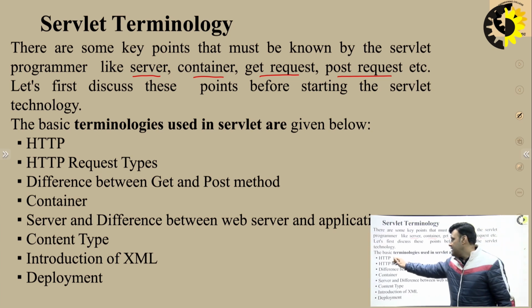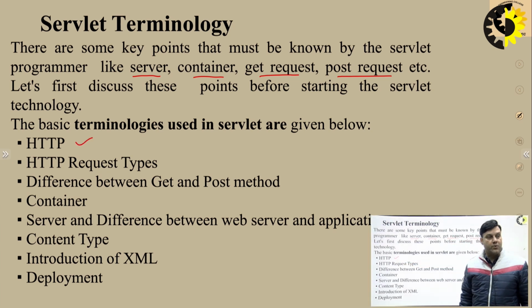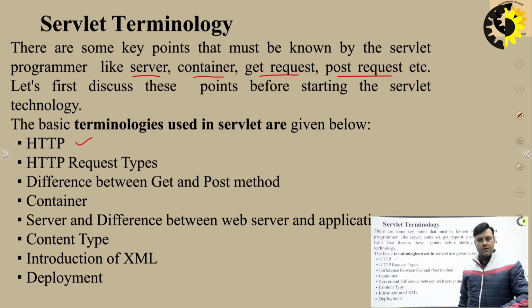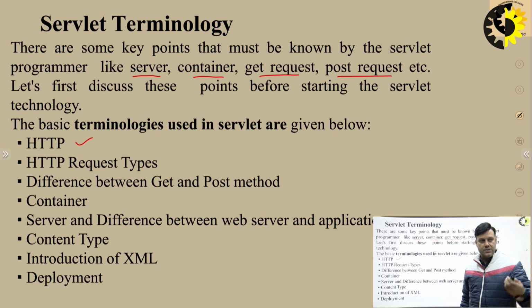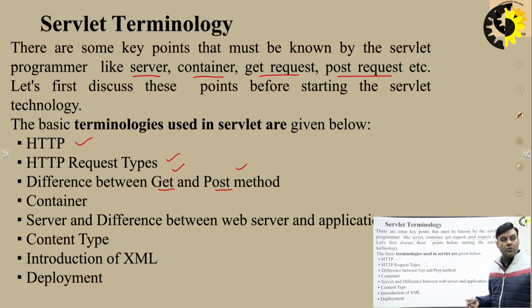Number one is HTTP. What do you mean by HTTP? Hypertext Transfer Protocol. This is a protocol which is used to interpret web pages. HTTP request type: whenever a client sends a request to a server, that request is called an HTTP request. There is a difference between get and post methods. When you type something in the URL, like www.google.com, and press enter, you will see some changes in that URL. That depends on which method we use at the server side, get method or post method.